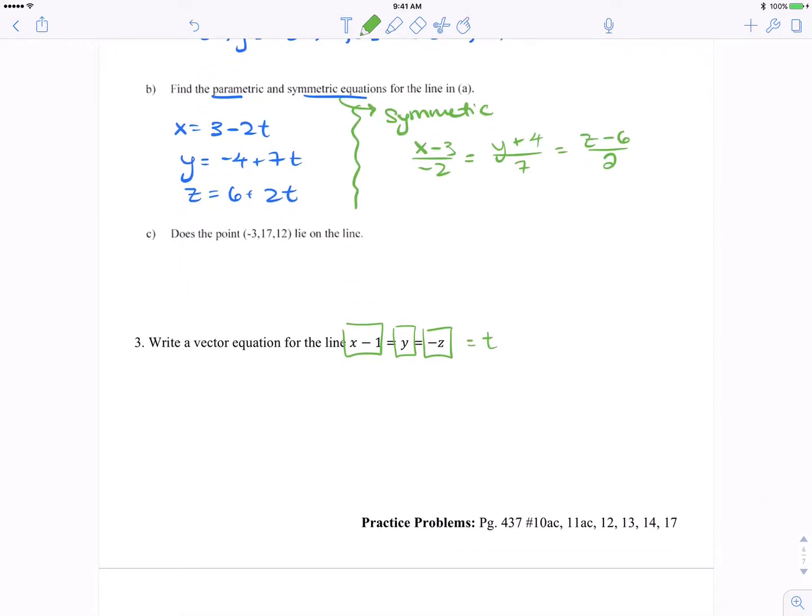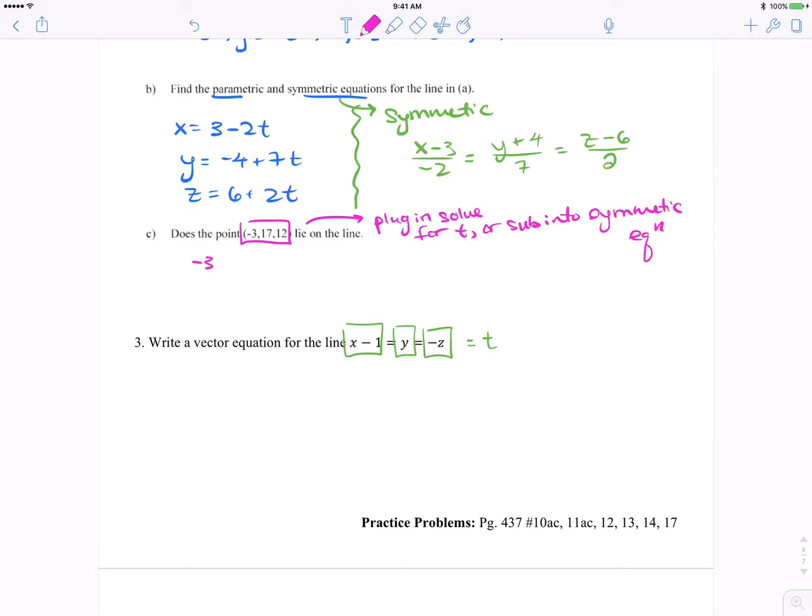2 more small points, a little bit harder. Does this point lie on the line? Well, if it does, my symmetric equation above should be equal. So there are 2 ways to do this. Plug in and solve for t or sub into the symmetric. I like the second version better. I think it's a little bit easier.